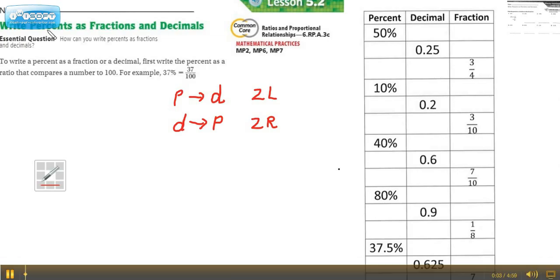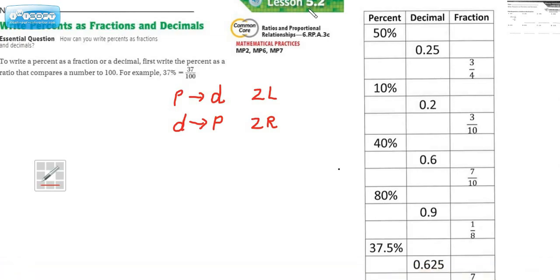We're learning how to write percents as fractions and decimals. This is lesson 5.2. All right, let's start out with a couple reminders. Whenever we talk about percent, that symbol means that you're taking the stuff in front of it and dividing it by 100. So what does that look like as a fraction? You take the stuff in front of the percent sign and divide it by 100. So that means that value over 100.